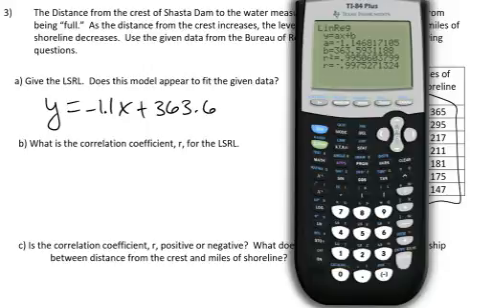So that's the least squares regression line. It also asks us to figure out the correlation coefficient. My R value is displayed on the screen, and you can see it's negative. R is negative 0.997, and I'm rounding that. Actually, if I was going to round that to 3 decimal places, it'd have to be negative 0.998.